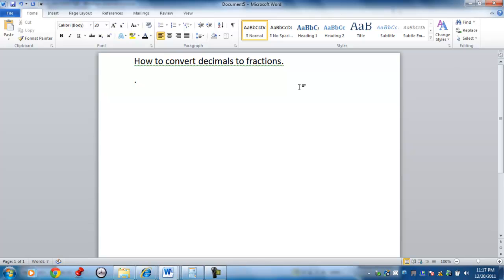What you want to do is, for example, let's say you have the number 0.5. You have one digit after the decimal point, or to the right of the decimal point.